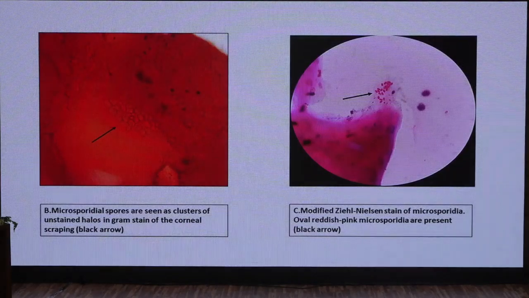So these are the microsporidial spores, which can be seen in clusters of unstained hollows in Gram stain, and the same slide can be stained for modified Zn. Right? So here it is showing oval, reddish pink microsporidia.